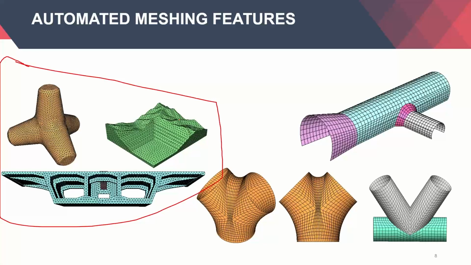Apart from this, GTS NX also has a complicated meshing scenario, that is the hybrid mesh. The hybrid mesh has eight noded elements. That means you have more nodes for lesser number of elements.